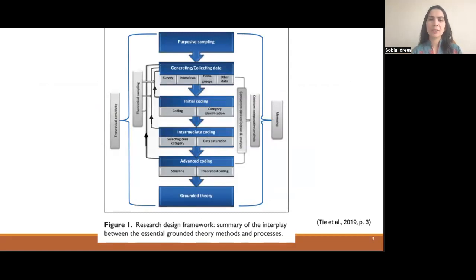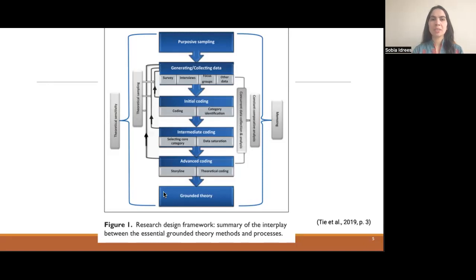So what you see there, you see it starts with a purposive sampling. So it gives you an idea how the methods and processes are involved in grounded theory. So you take an approach of sampling as a purposive sampling, and you start recruiting your participants and collecting data. So after recruitment, the collection of data starts.